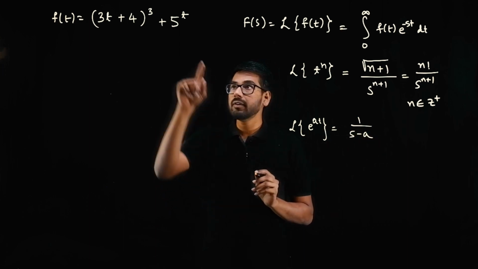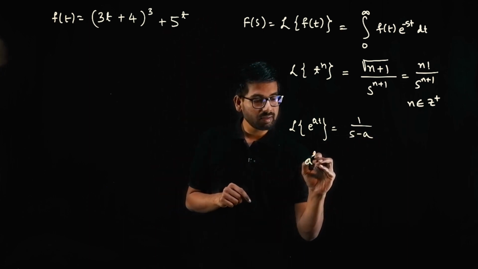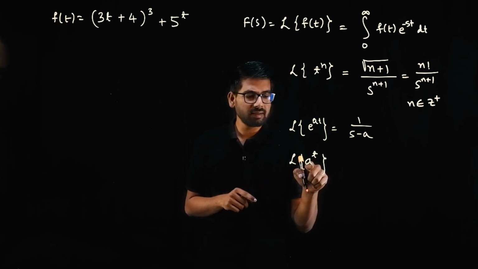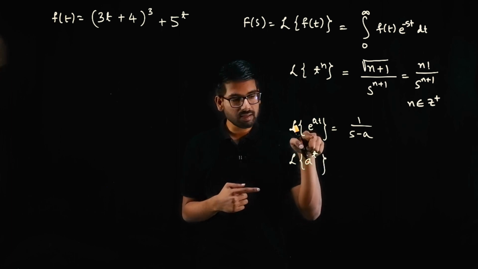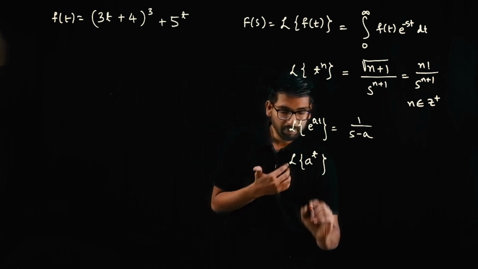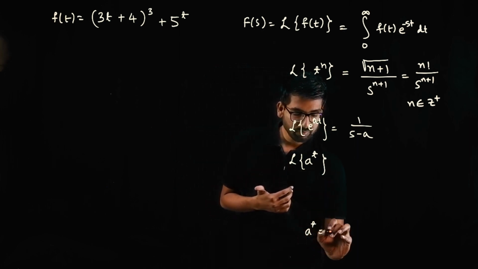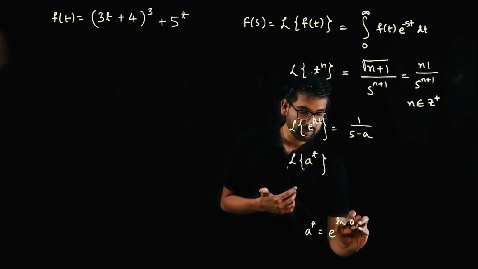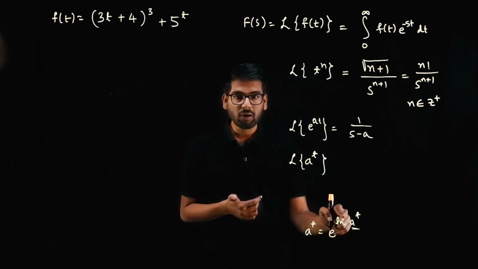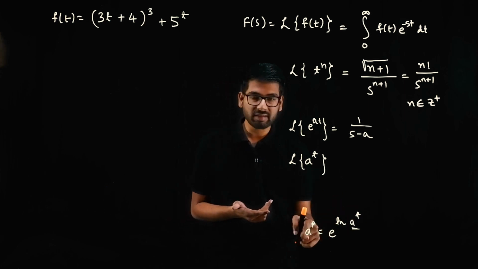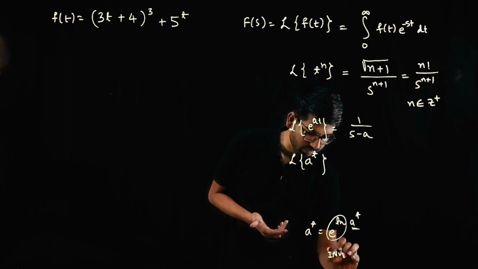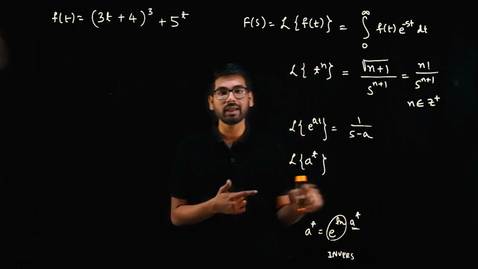But here we have a power t, and let us find the Laplace transform of a power t. This is not generally given. We know the previous result, and we have to make use of it to find this. How will we do that? a power t can be written as e power log natural a power t. Whatever the term is here, we write it here. It is the same as a power t because these two are inverse functions of each other, so e power log a is a.